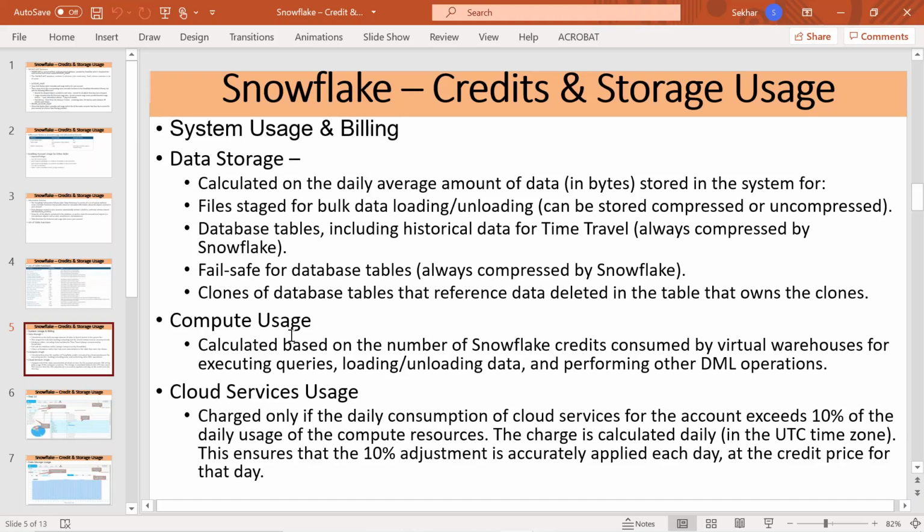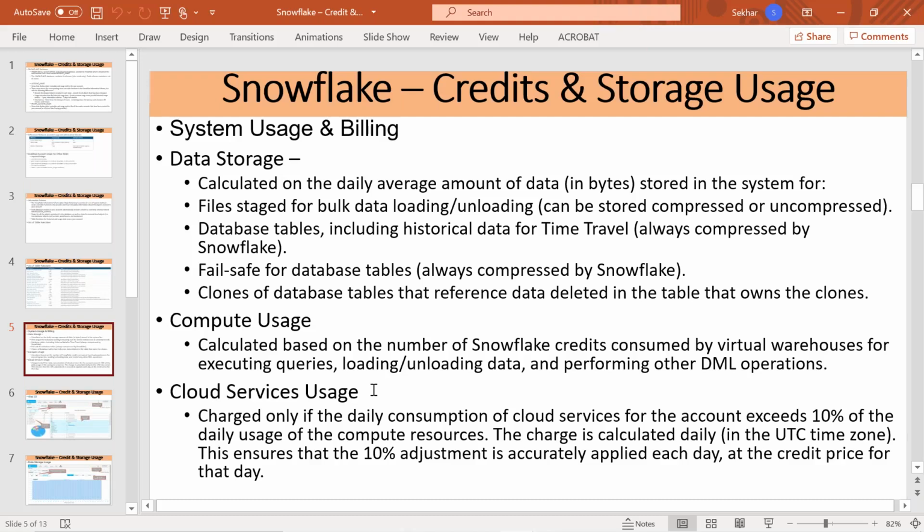Compute usage is the compute power, right? Calculated based on the number of Snowflake credits consumed by the virtual warehouse for all the queries that you are running, and loading and unloading data and performing other DML operations.